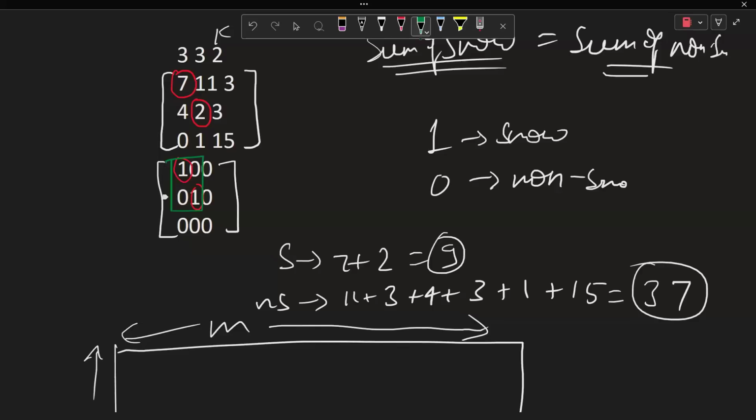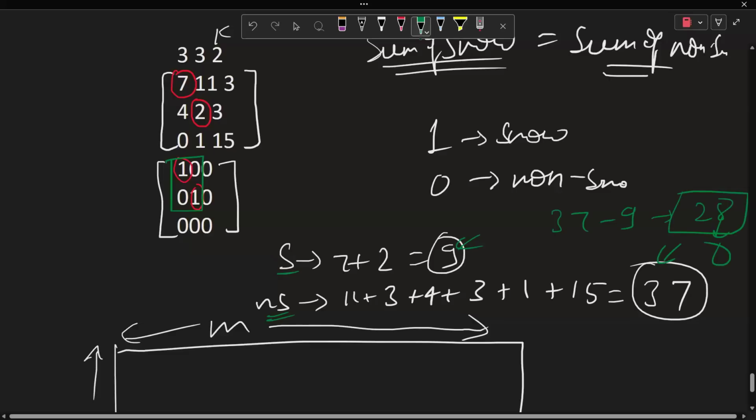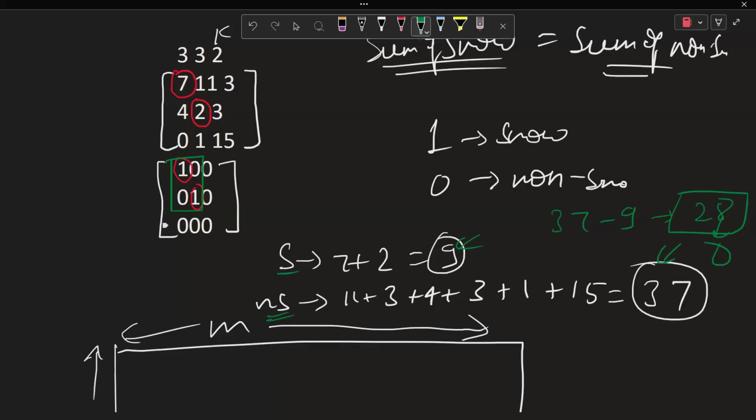So if you are applying on this submatrix, what do you want to achieve? You have some difference between this s and ns. Okay, so this is 9, this is 37. What's your final aim? You want to make this difference 0. Currently it has a difference of 37 minus 9, a difference of 28. Your aim is to make this difference down to 0. So when you apply an operation, what change are you making to the difference? That's what you want to focus on. You want to minimize this difference and make it zero.